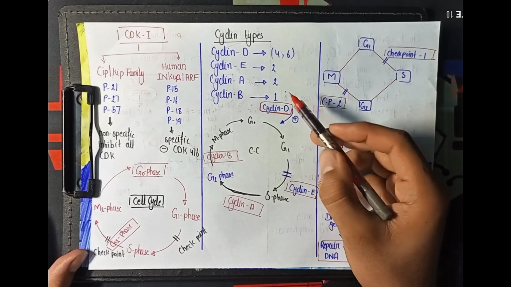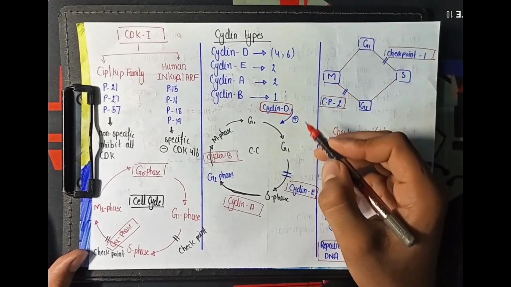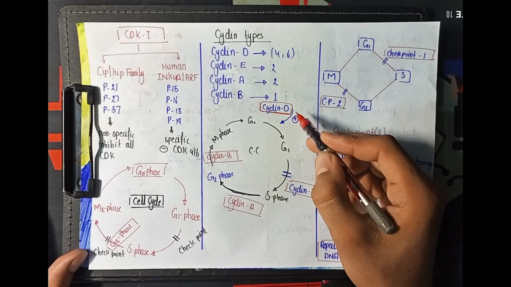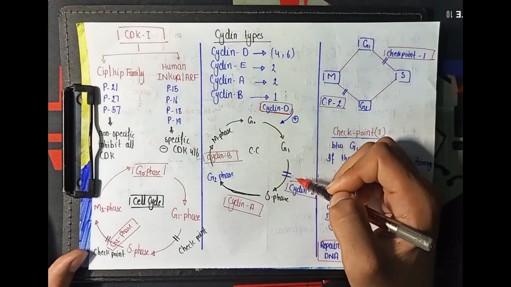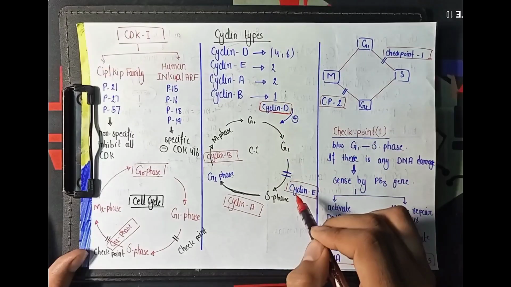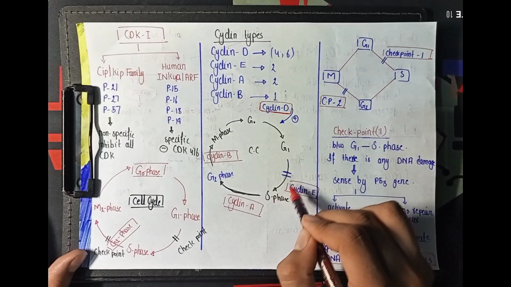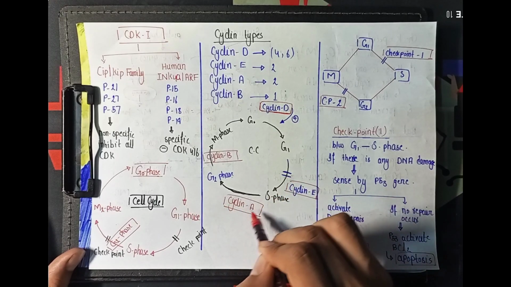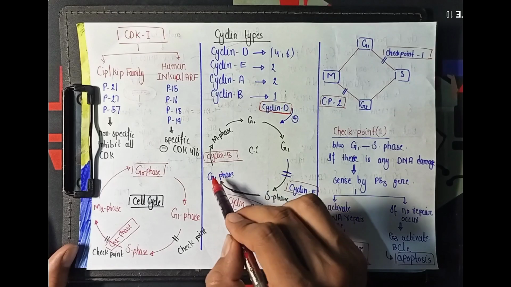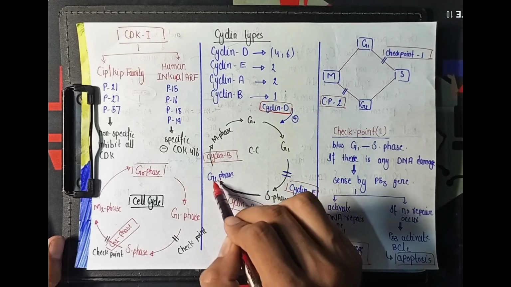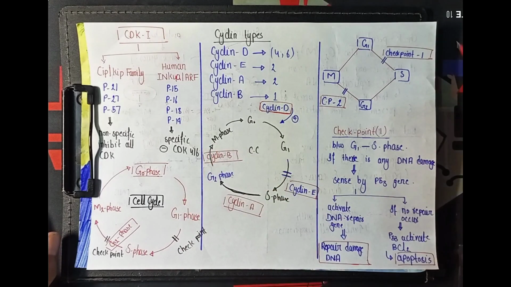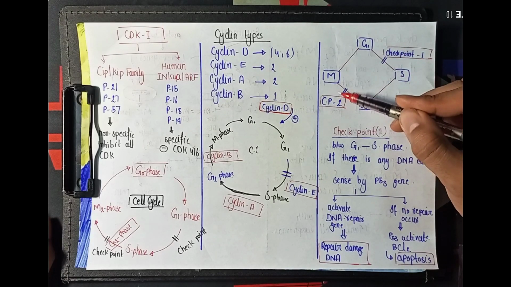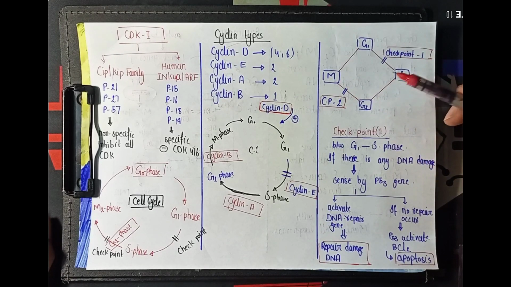So the cyclins are involved in controlling the cell division at various stages of the cell cycle. Like cyclin D is involved in controlling the cell cycle from G0 phase to the first checkpoint, and cyclin E is involved in controlling the cell cycle from the first checkpoint to the S phase, and cyclin A is involved in controlling the cell cycle from S phase to G2 phase, and cyclin B controls the cell cycle from G2 phase to the mitotic phase. And in between the G1 and the S phase there is the first checkpoint, and in between the G2 and the M phase there is the second checkpoint.